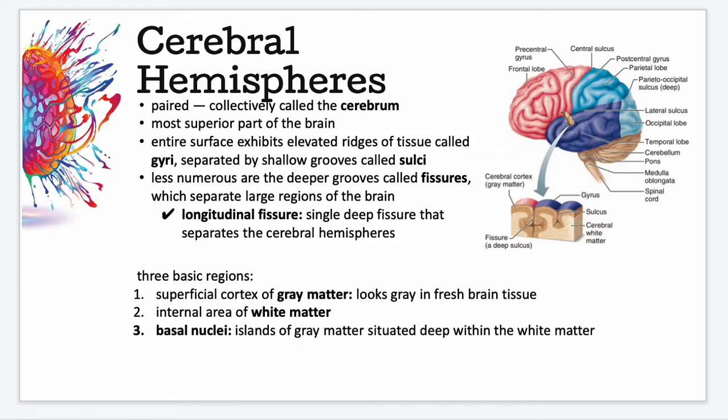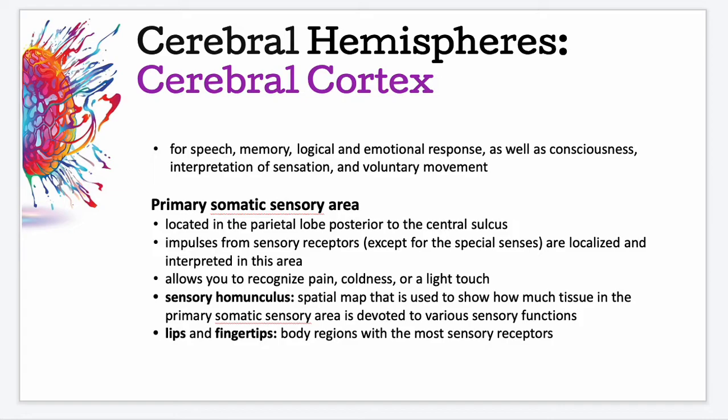So, there are three basic regions. First is your superficial cortex of gray matter that looks gray in fresh brain tissue. And you have your internal area of white matter. And you have your basal nuclei, that's islands of gray matter situated deep within the white matter. So, your cerebral cortex, this is for speech, memory, logical and emotional response, as well as consciousness, interpretation of sensation, and voluntary movement. Those are all functions of the neurons of your cerebral cortex.